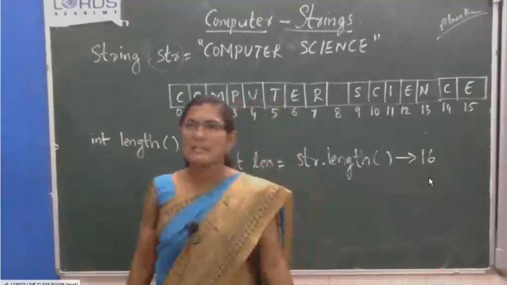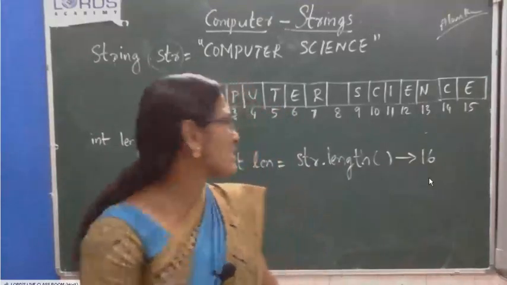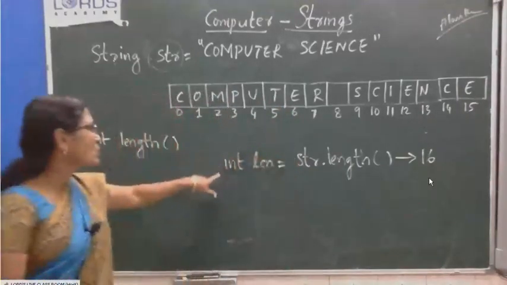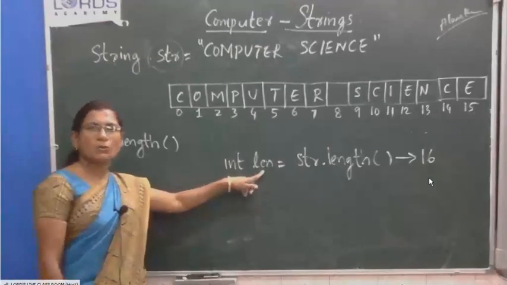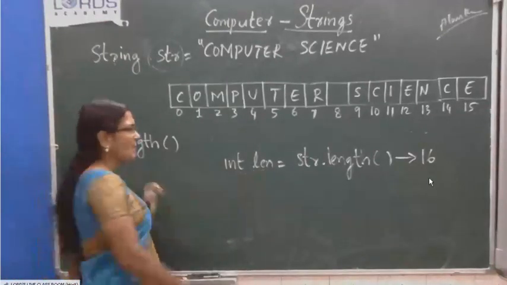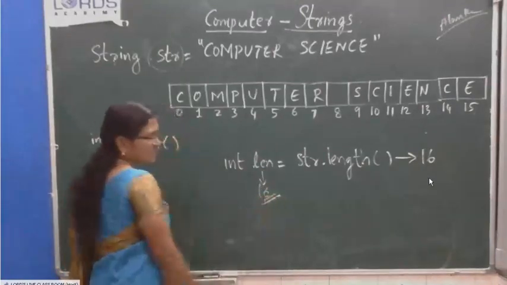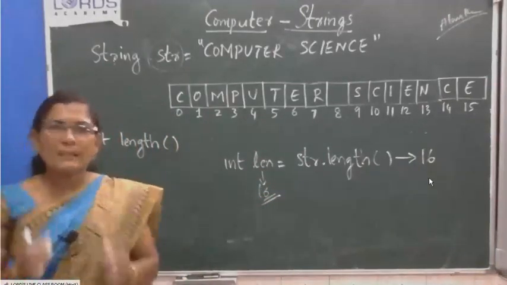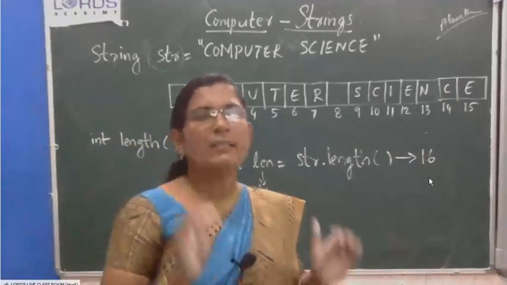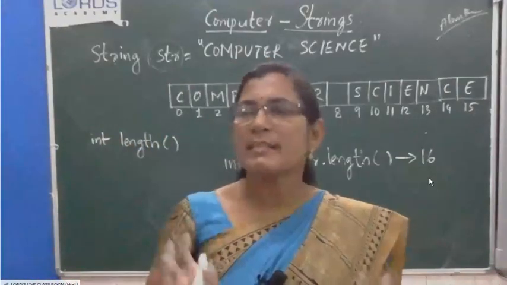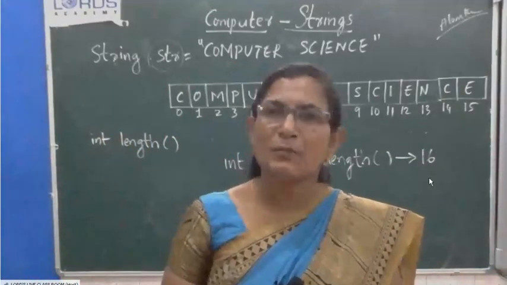How many characters are there? 16. 16 is the length of str. So in the len variable it will store 16. The data stored in len will be 16. So the length method returns the total number of characters stored in the string, or the length of the string.